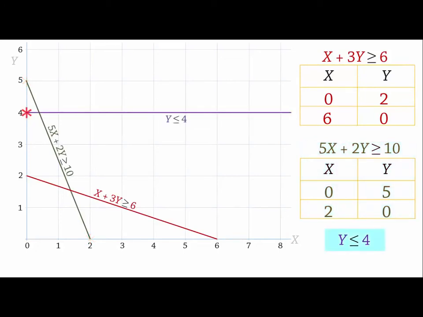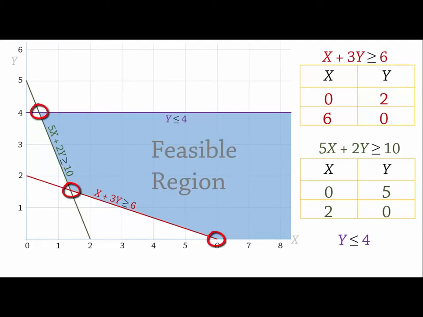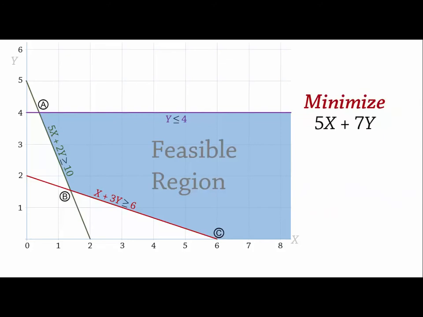Now, since the first two constraints are greater than constraints, they will be satisfied in the region above the line away from the origin, and y less than 4 is simply satisfied below the line. The region satisfying all the constraints at the same time, called the feasible region, is this area shaded in blue. Now, the optimal solution to this problem will occur at an extreme or corner point of this feasible region. Let's label them A, B and C for reference purposes.